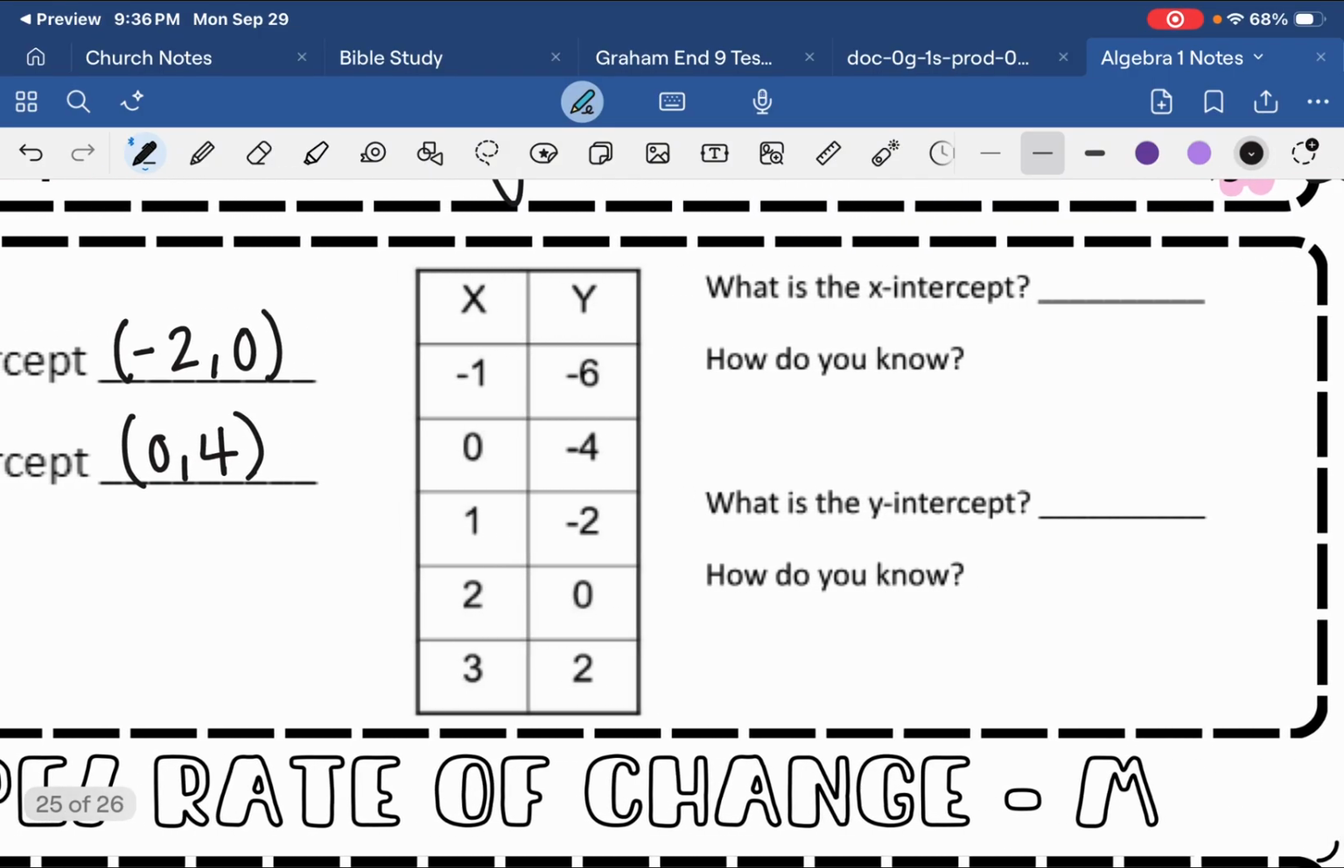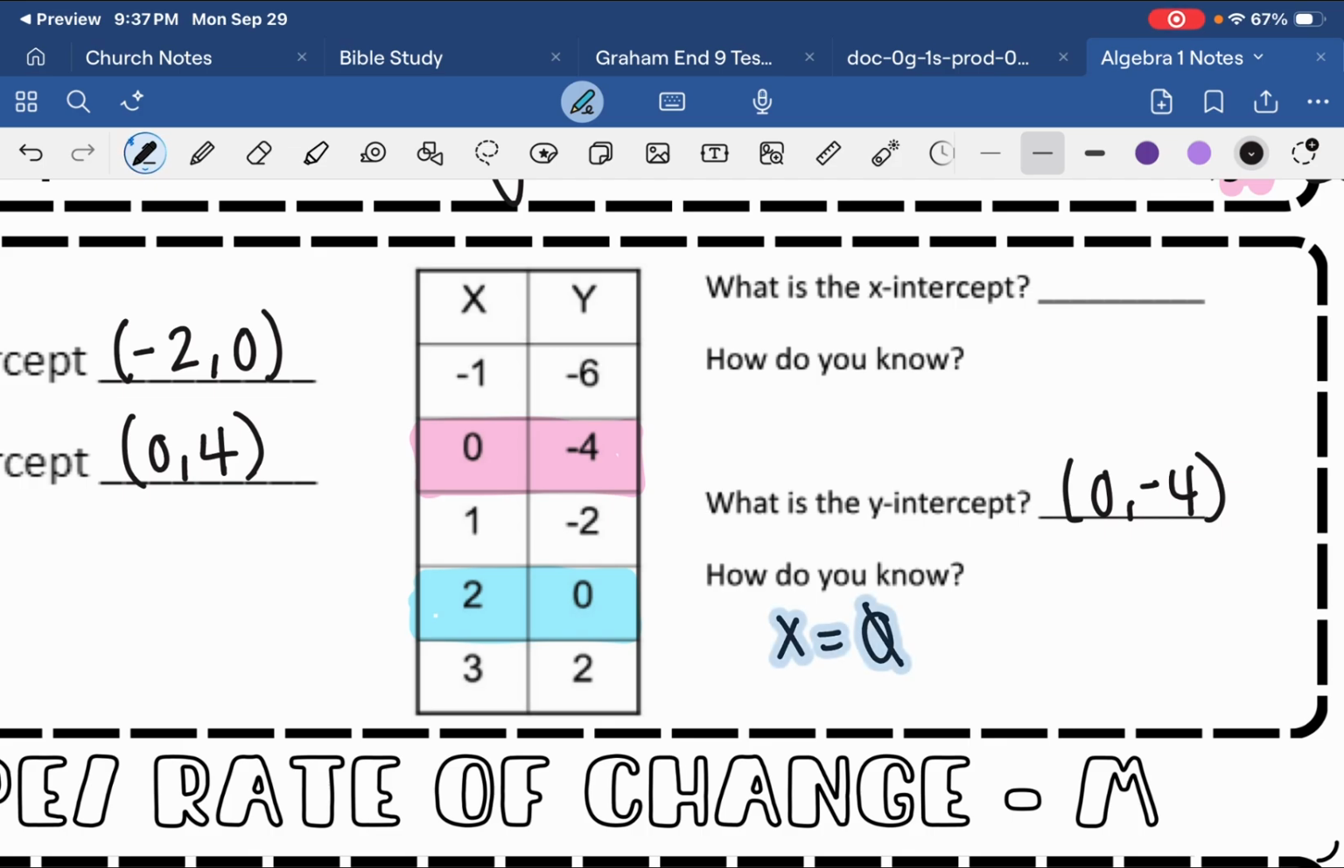All right, for a table, how do I know in a table? I'm always going to look for zeros. In this case, this is when x equals 0, and there's a value in the y column. So if x equals 0, that means that is our y-intercept. So our y-intercept is (0, -4). And how do I know? Well, that is where x equals 0. So when you're looking for intercepts in the table, look for zeros.